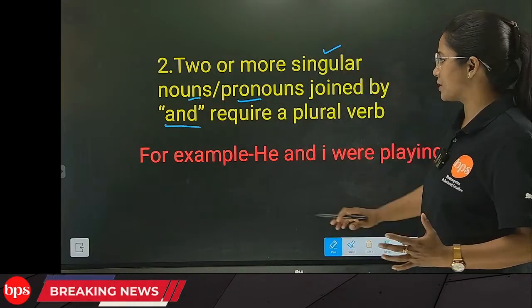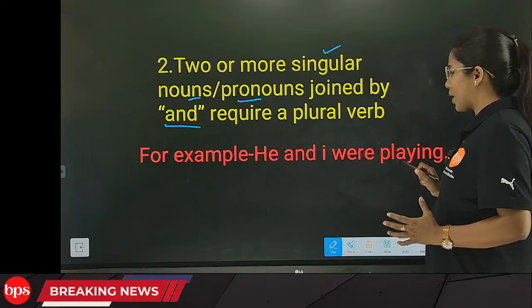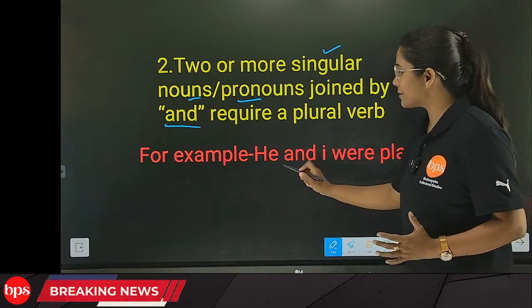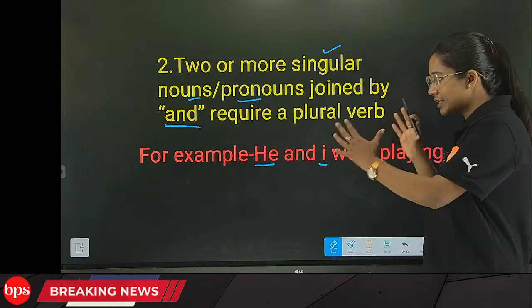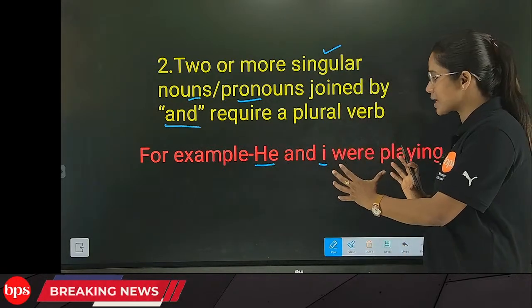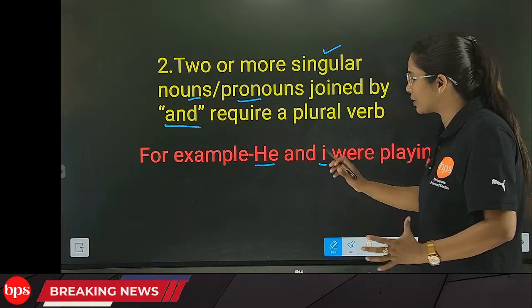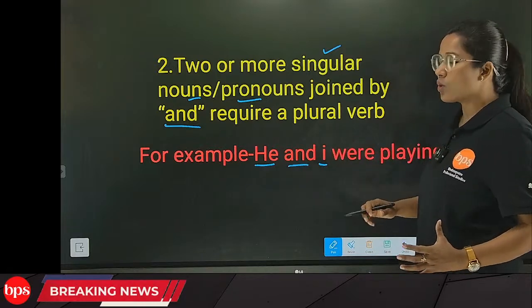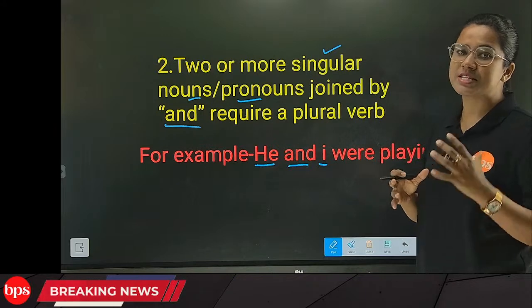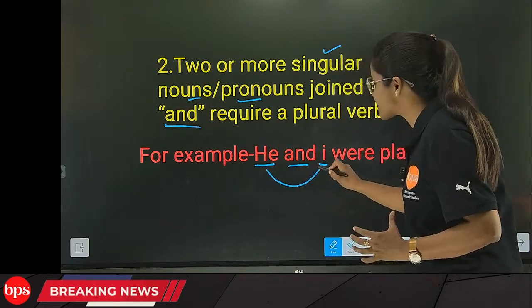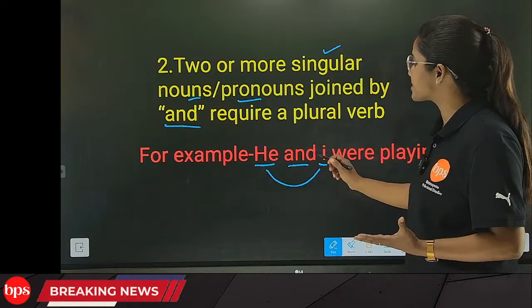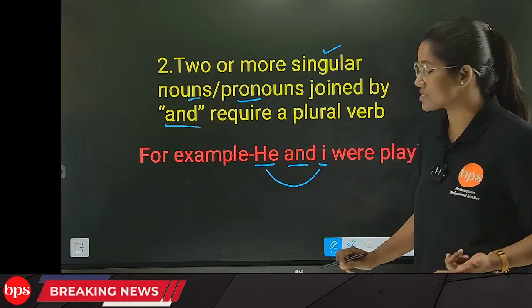For example, he and I were playing. Here it means that he and I, the two are joined with and. So when it is and, that means it is signifying something plural. So both of the things are referred to, and when both of the things are referred to, here and means plural.